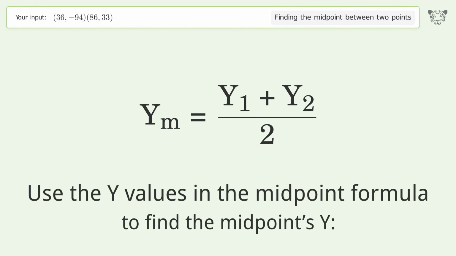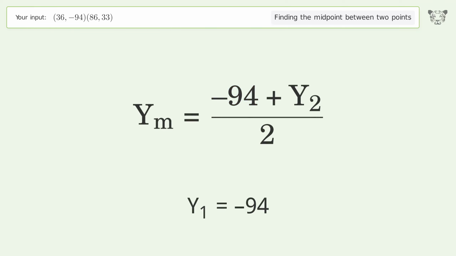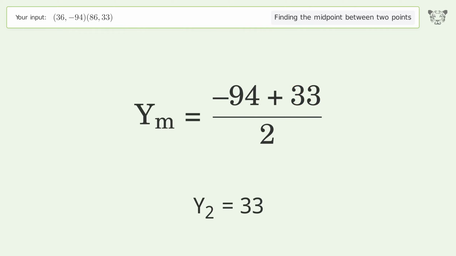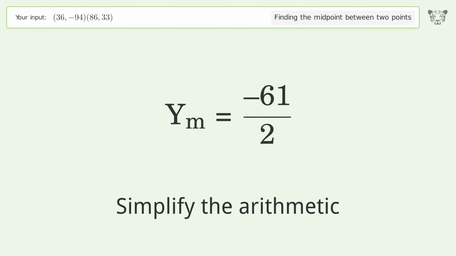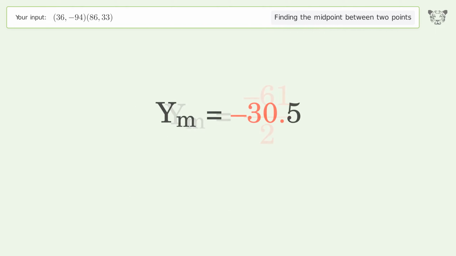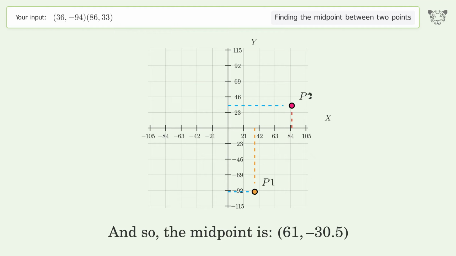Use the y values in the midpoint formula to find the midpoint's y. y1 equals negative 94. y2 equals 33. Simplify the arithmetic. And so, the midpoint is 61, negative 30.5.